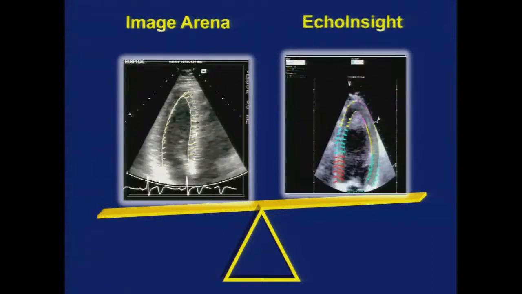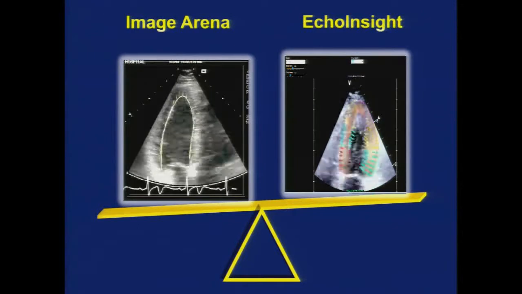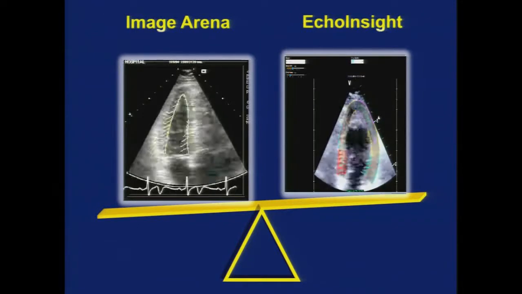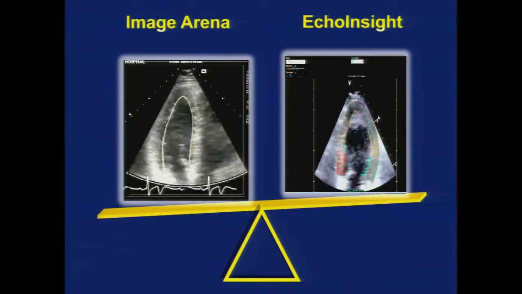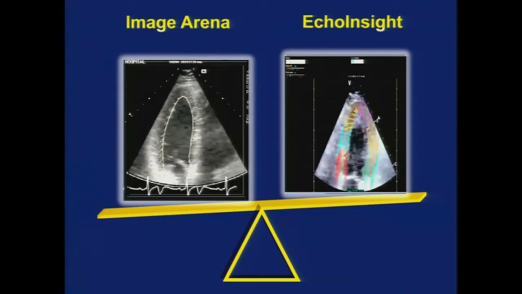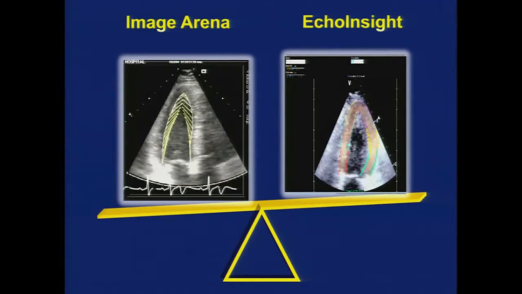Here we just see another one. This is Echo Insight from Epsilon Imaging. And the question is, are the values that you obtain by one the same as the values obtained by another? That's clinically very important, because if a patient comes in and is imaged on system A on day one and then 6 months later is imaged on system B, are these interchangeable values?